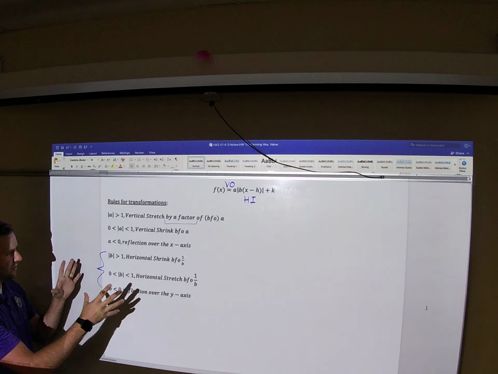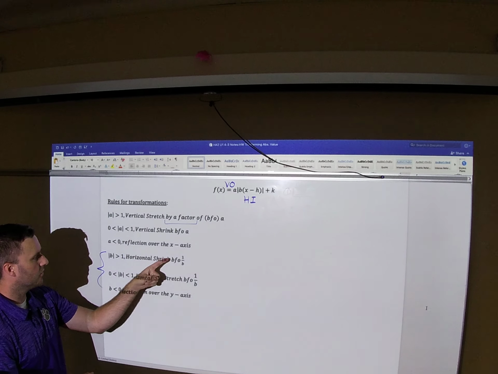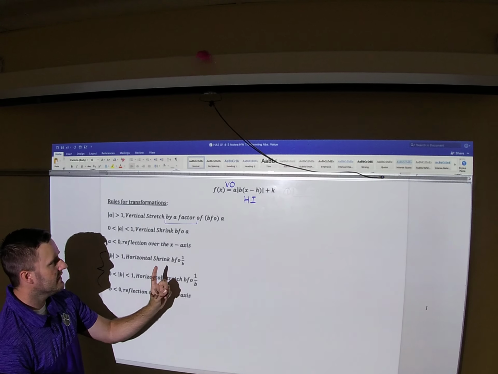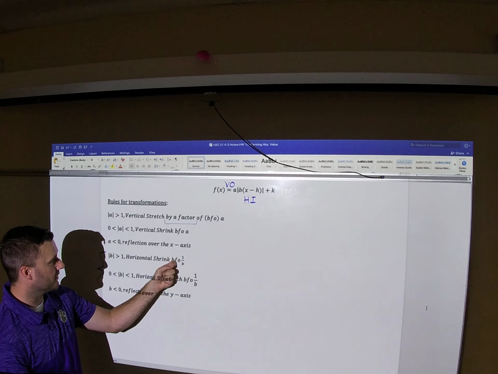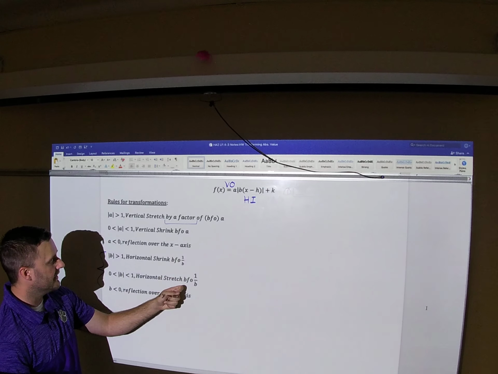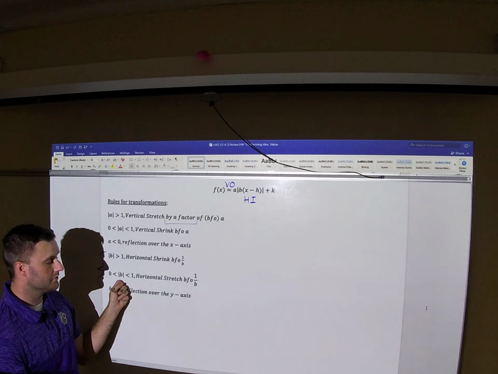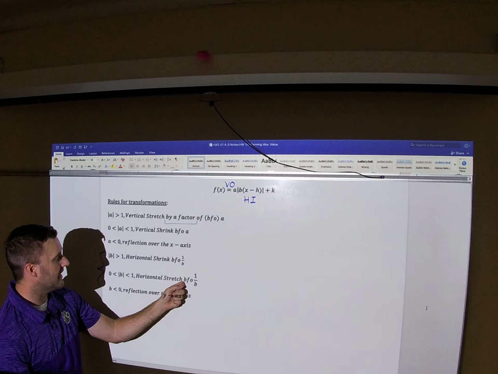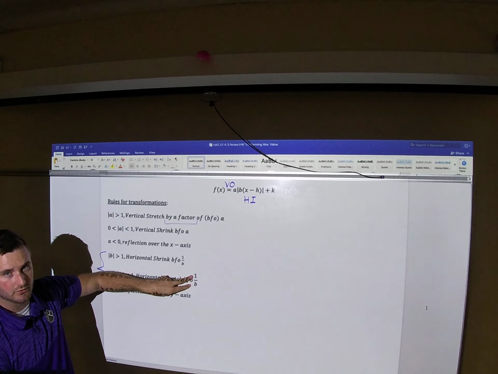This is a lot of words. Let me quickly talk about this 1 over B, I don't think I said this. So if B were 3, then that would be a horizontal shrink by a factor of 1 over 3. Now what if it's a fraction though? If B is a fraction, like 2/3, then it'd be a horizontal stretch by a factor of, instead of 2/3, we'd take the reciprocal, so it'd be 3 over 2.